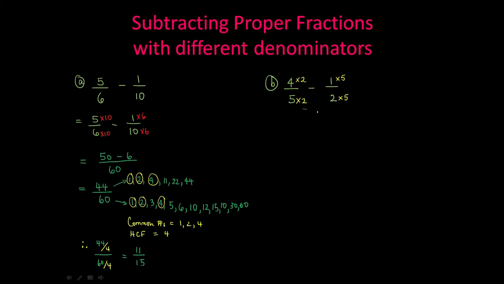Simple. So now you say 8 minus 5, because 4 times 2 is 8 and 1 times 5 is 5, divided by the common denominator, which is now 10. Now 8 subtract 5 would be 3, over 10. If you look at this, these have no common factors, because 3 is a prime number, you end up with 1 and 3, and for 10 you end up with 1 and 10, and then 2 and 5. And the only common factor here will be 1. So your answer will be 3/10.